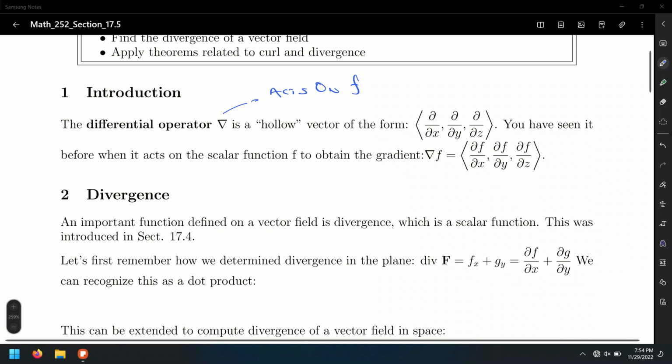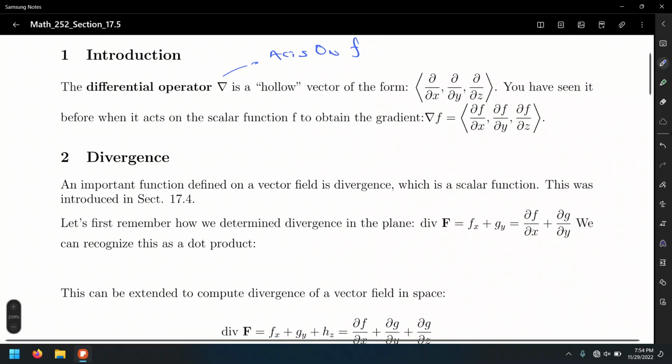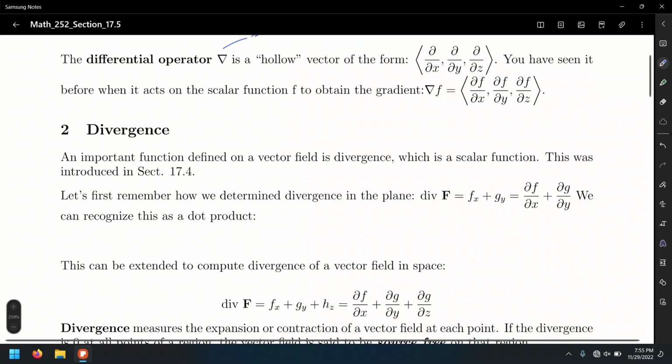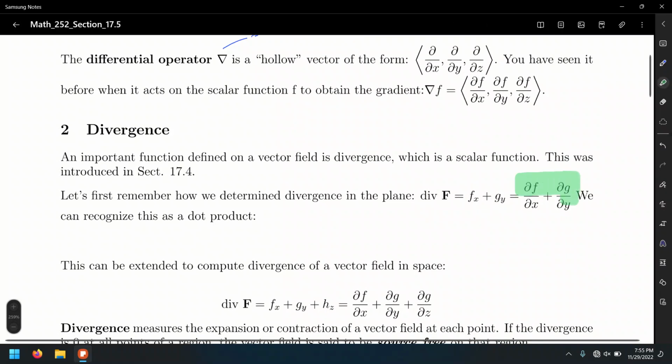So the divergence and the curl both rely on this del operator. Again, we're going to take a bunch of partial derivatives. So here is the thing. For the divergence operator that we just looked at in the second version of Green's theorem, if we think of this quantity that I highlighted in green in a backwards way, we can see a dot product going on. How come?